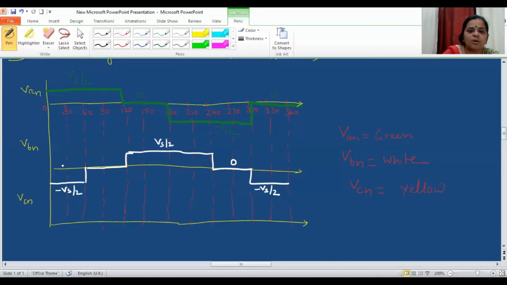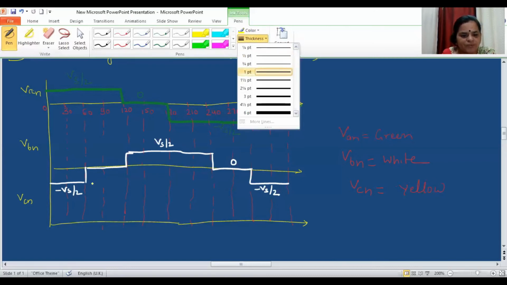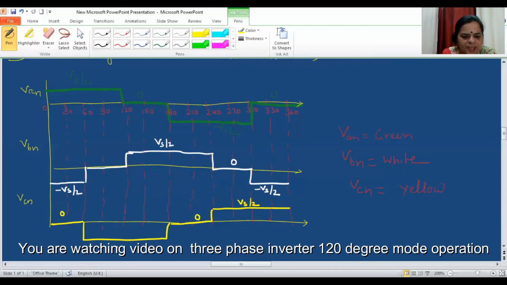Now if I see VCN from the conduction table, the waveform for VCN starts from 240, where its value is Vs by 2. So 240 to 360 is Vs by 2. Then 0 to 60 it is 0. Then it is minus Vs by 2, and then its value is 0. So Vs by 2, 0, minus Vs by 2, 0.